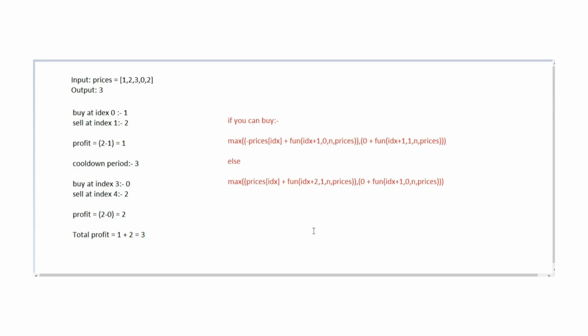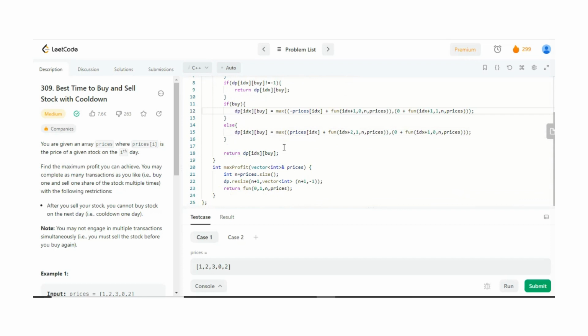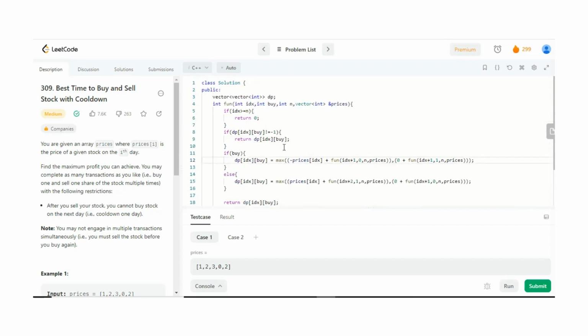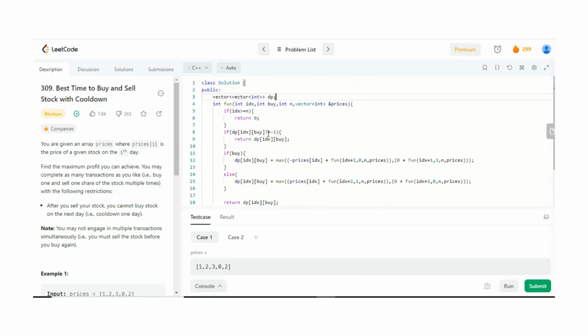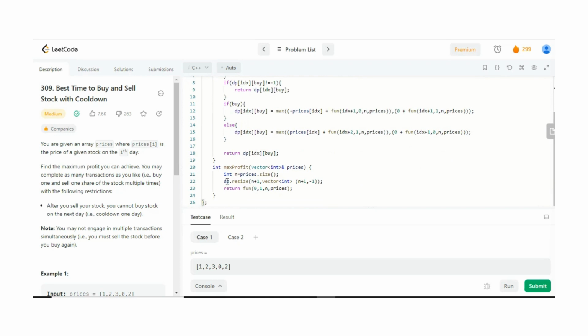Now let's see how to approach this problem, and how to write the dynamic programming code for this particular problem. This is the code that I have written. Here I have created a global 2D DP vector, where I will store our final answer. For optimization, there are two changing parameters. One is the index, and the second is whether there is a buying position or not, whether to buy it or sell it. Here I have made the recursive call, where 0 is the starting index.